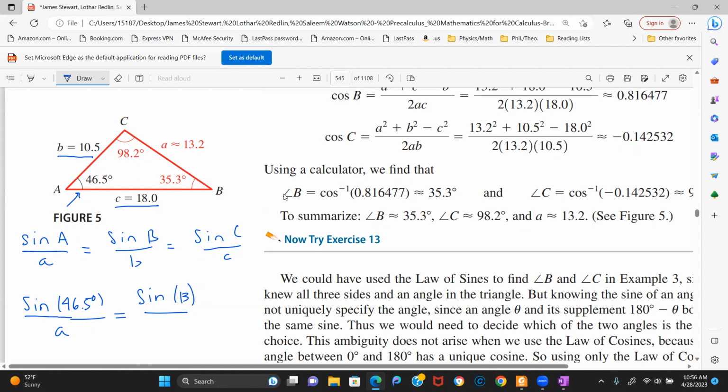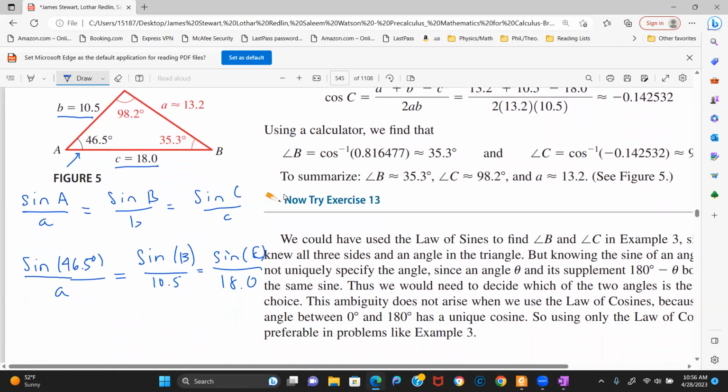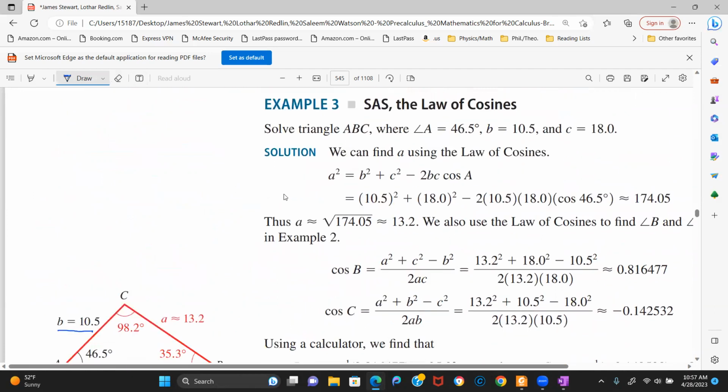So we're given b is equal to 10.5, and then sine of C, we don't know angle C. We know side c is 18. So to solve this triangle, you need to find side a, and then the two angles. But the problem is, if you try to set up any equation involving a, sine B, or sine C, you're going to have two unknowns. So it's just not going to work. So you definitely need to use the law of cosines.